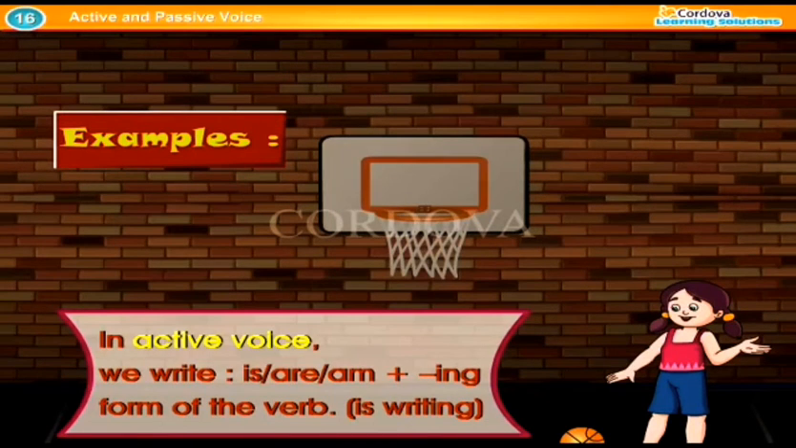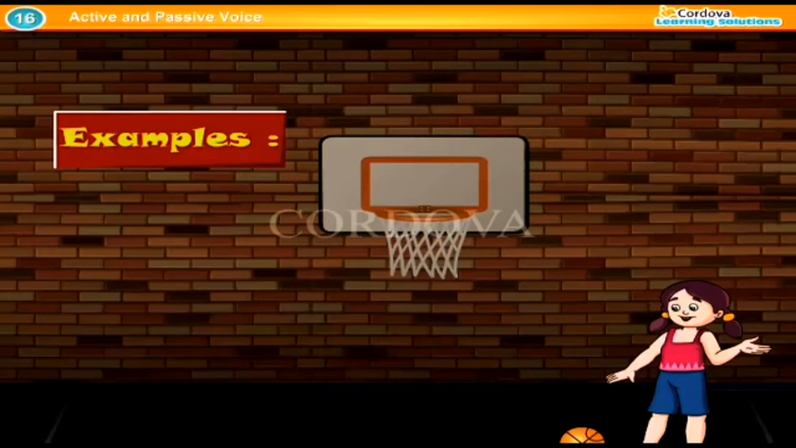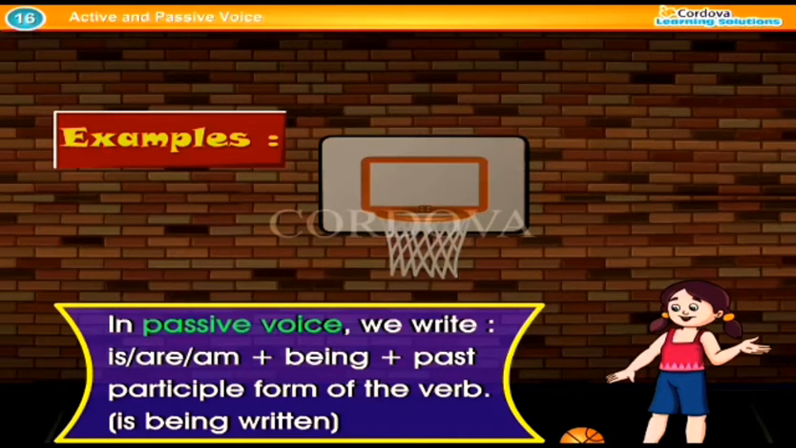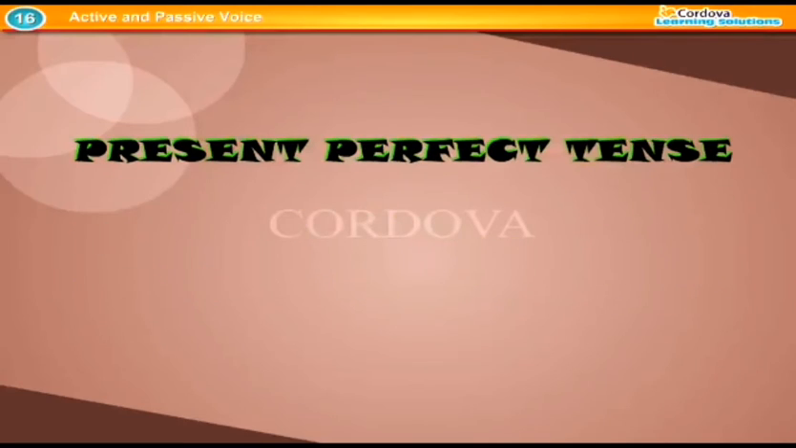Passive voice. In active voice, we write is, are, am plus the ing form of the verb: is writing. In passive voice, we write is, are, am plus being plus the past participle form of the verb: is being written.